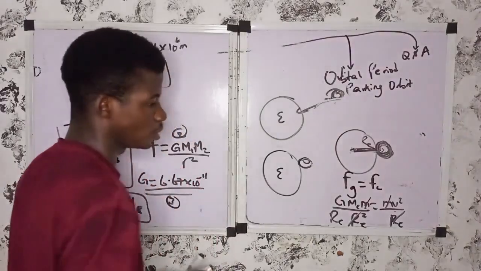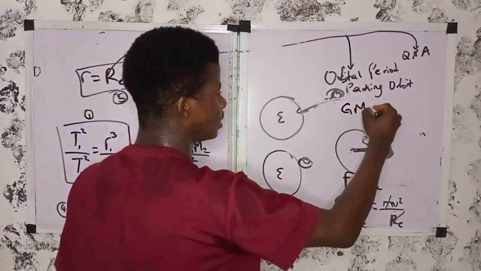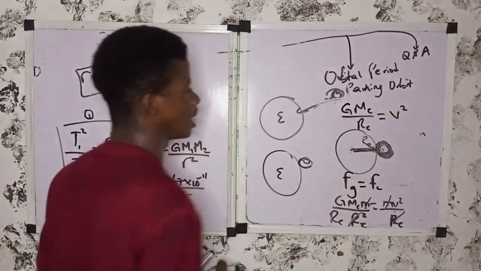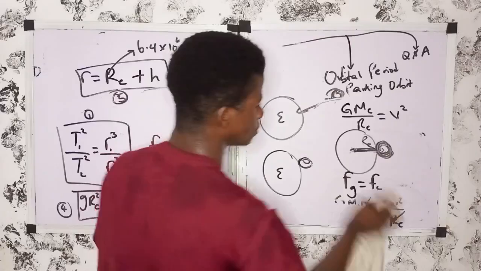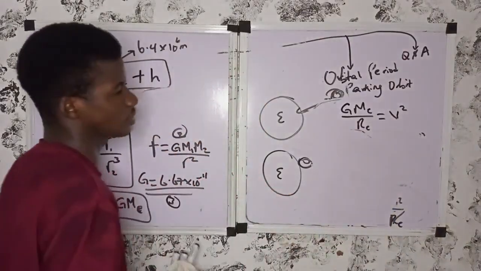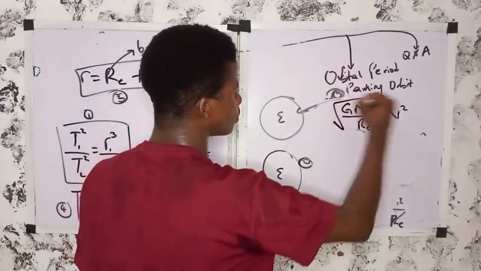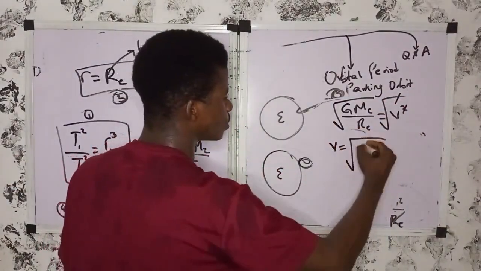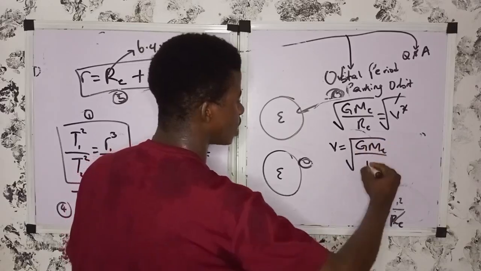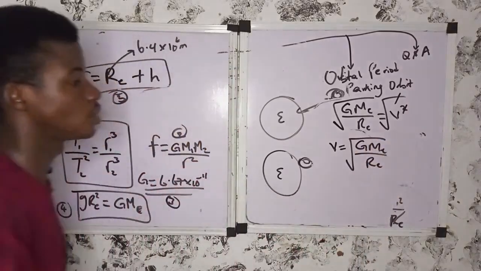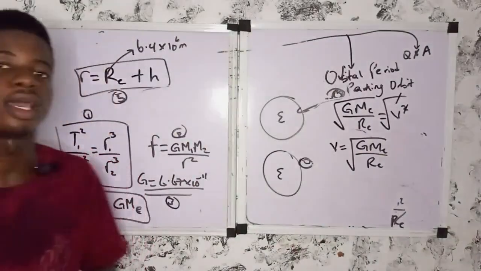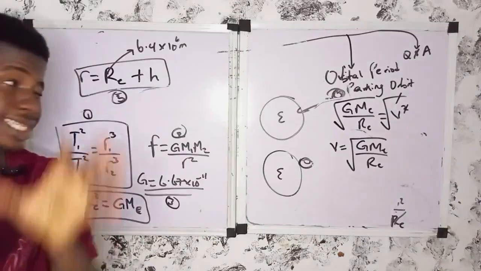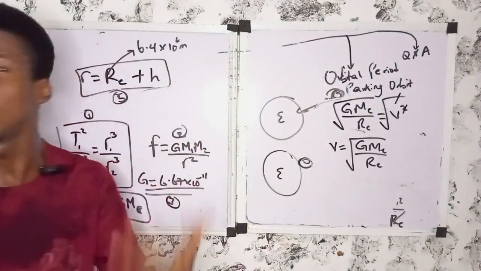So now if we continue, G M_E divided by R_E is equal to v squared. To make this v, we take the square root of both sides. We'll be left with v equals the square root of G M_E over R_E. So this is the formula to calculate the orbital velocity when the satellite is at the surface of the Earth.